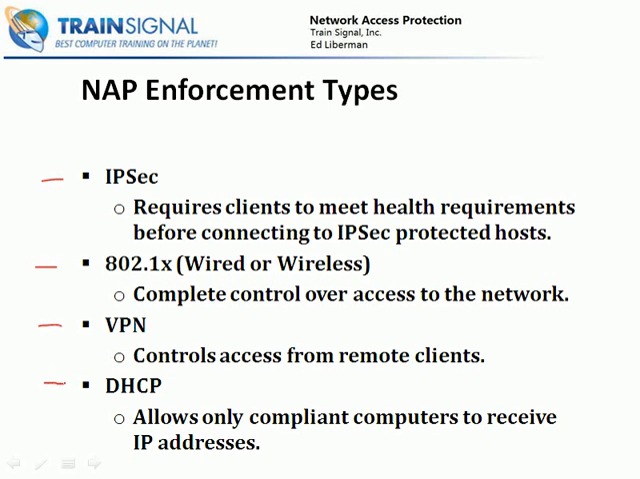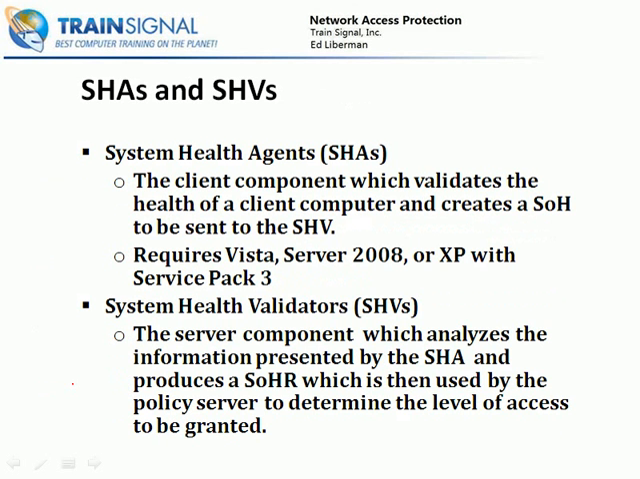And then the last one is DHCP, which again, probably exactly what you would guess. Basically says, look, you need to meet certain health requirements or I'm not giving you an IP address. All right, so those are the 4 primary NAP enforcement types. Now let's look at some of the components.